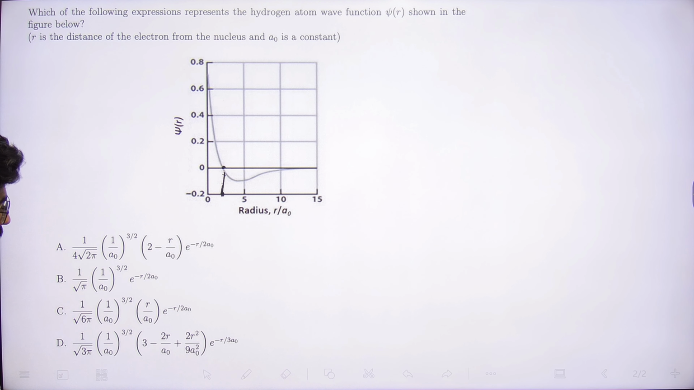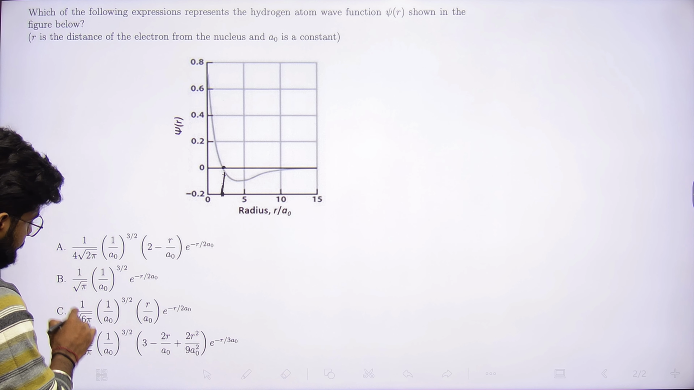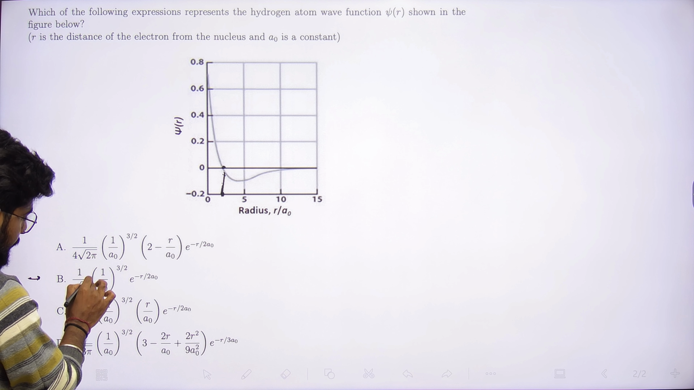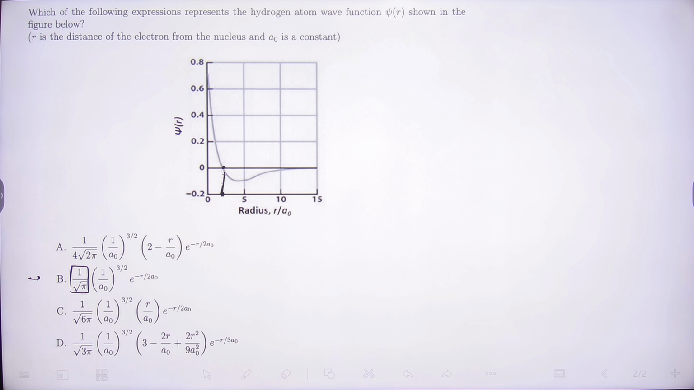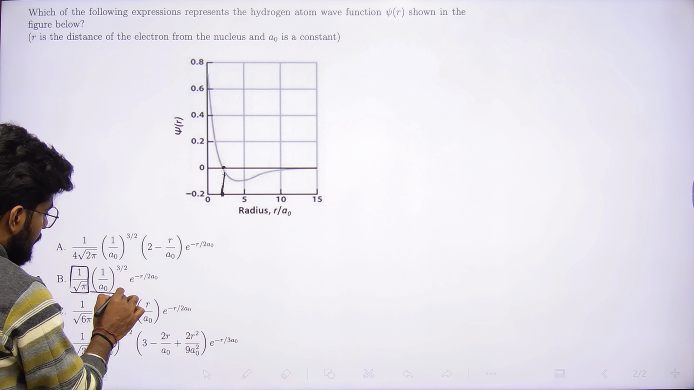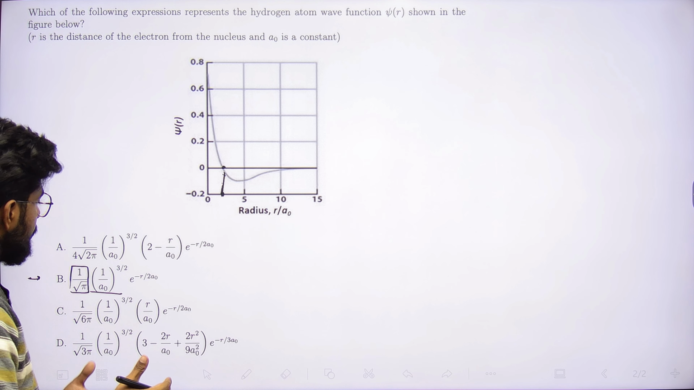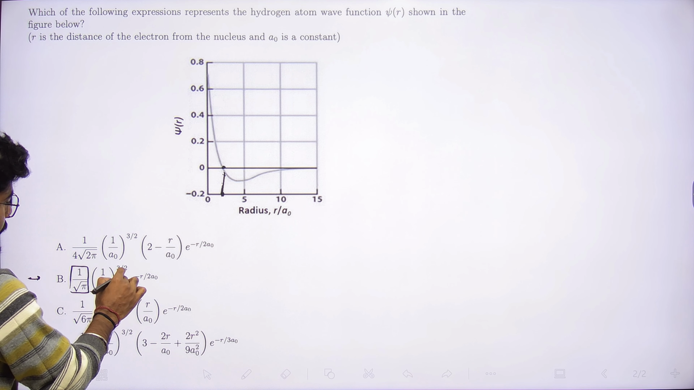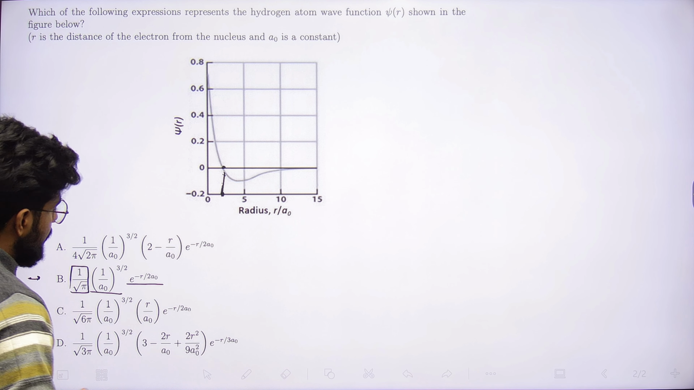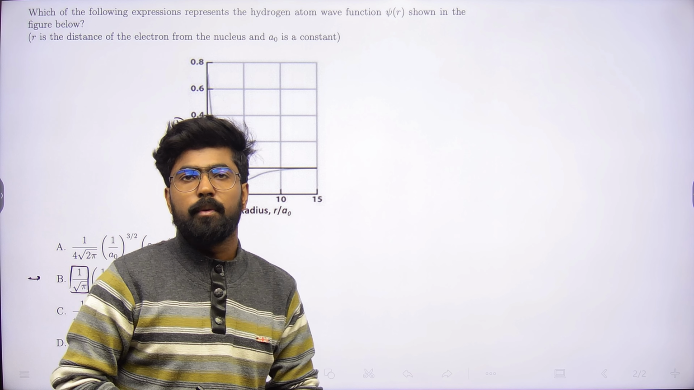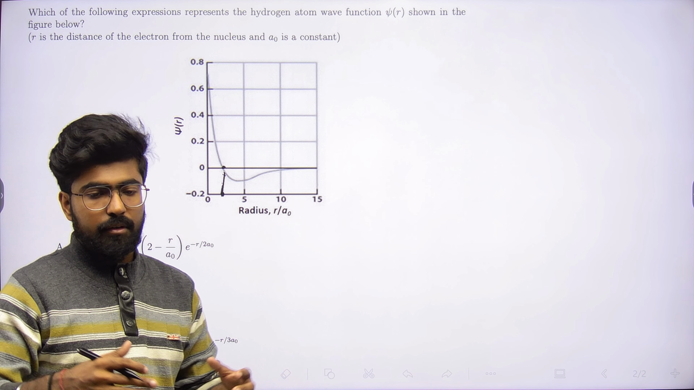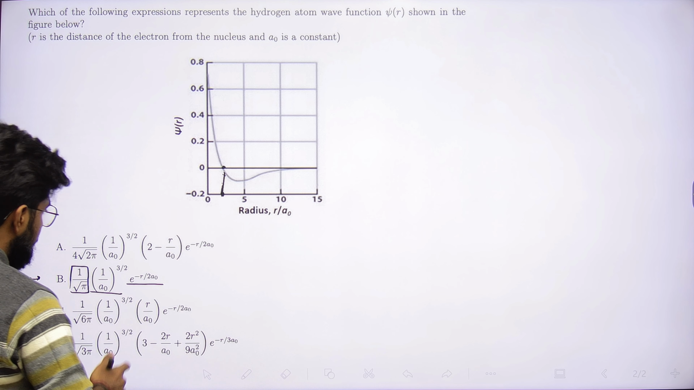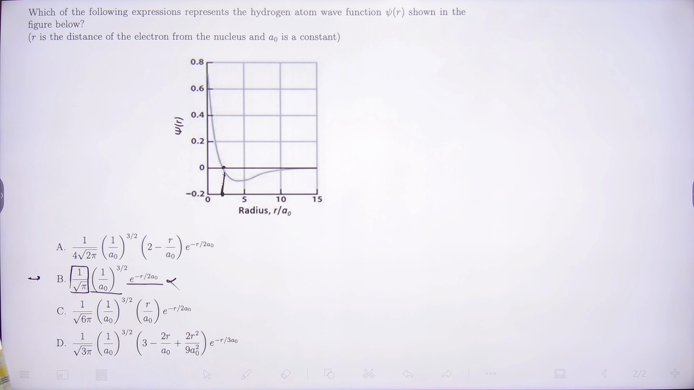For example, if we look at option B, can this 1 upon root pi give you 0? No. Can this 1 upon a naught factor give you 0 value? No, because a naught is a constant, they have mentioned it. Can this e raised to the power minus r by 2 a naught give you 0? No, because exponential functions can never give the value 0, no matter whatever power it is raised to. So this cannot be your answer.